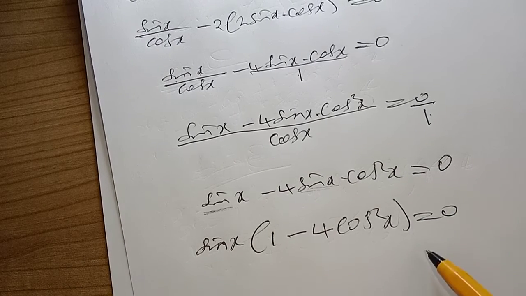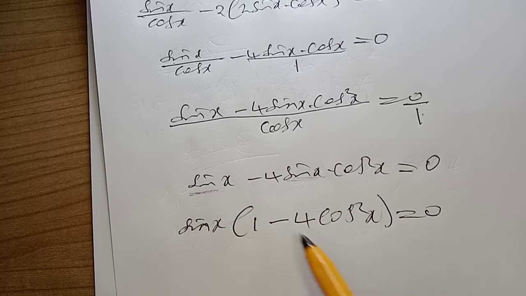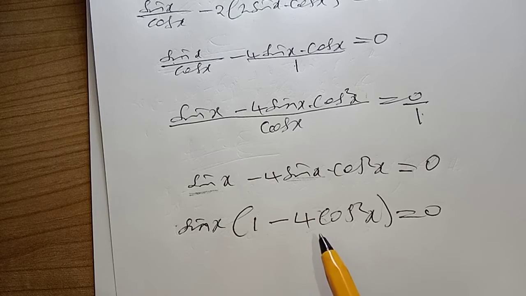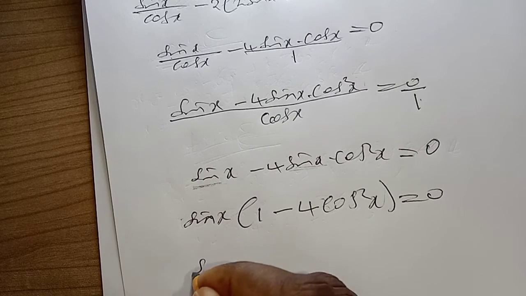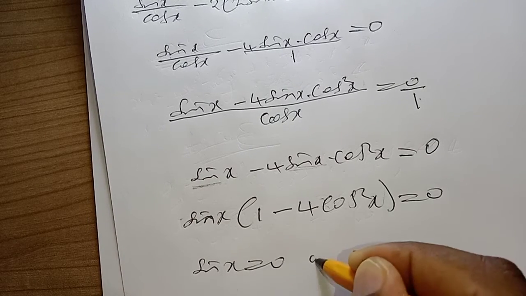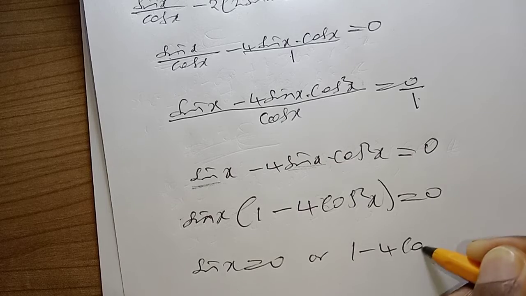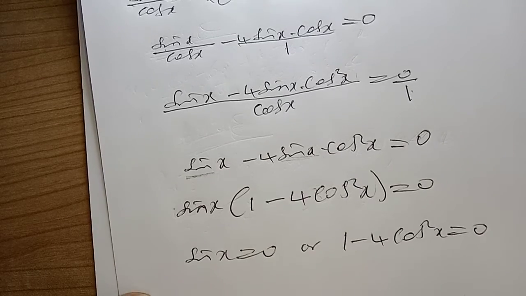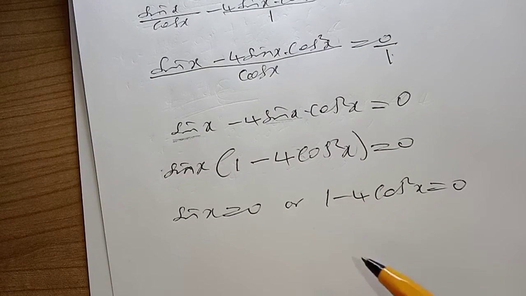Then here we can use the zero product law. We are having two terms which are multiplying, then each one of them should be equal to 0. Then we're going to have sine x equals 0, or 1 minus 4 cos squared x equals 0. This one needs to be simplified further.